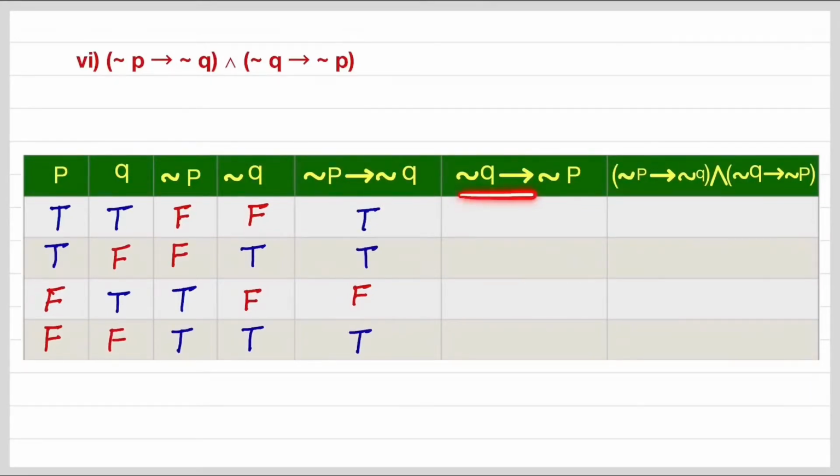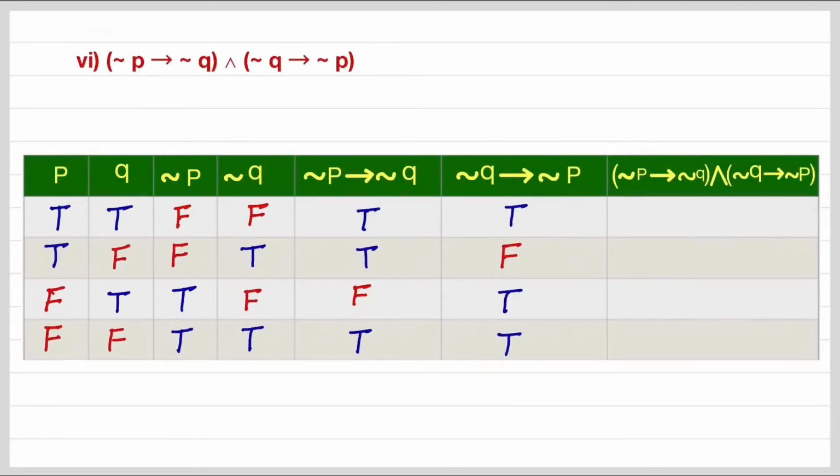Next implication is negation of Q implies negation of P. Negation of Q is the first statement and negation of P is the second statement. When first statement true and second statement false, implication is false at second place. That means second entry is false and all other entries are true.